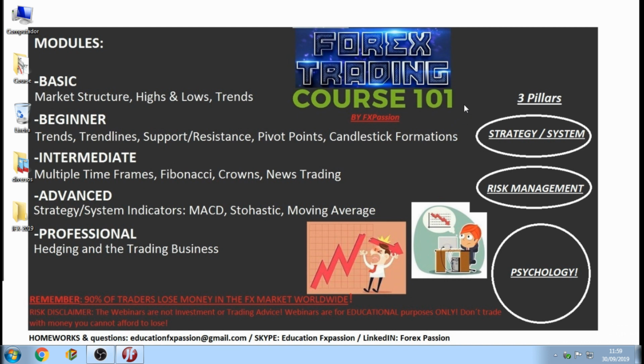Happy Monday. Remember the three pillars. We are trying to build a strategy and/or a system. We need to understand how the risk management works inside our strategy and our system, and the big one, we are trying to learn how psychology works. And if this is your first time, we are in the beginner module. We are not in the basic module anymore. We are in the beginner module.